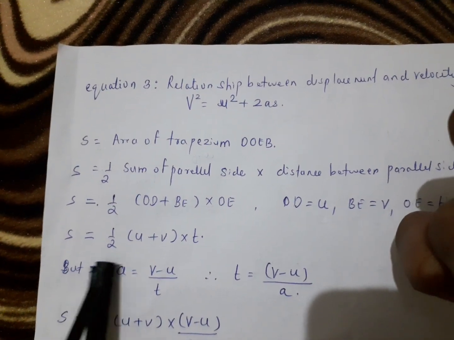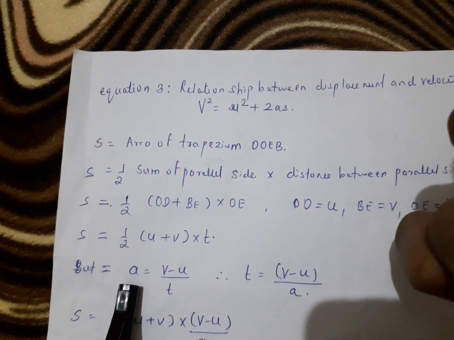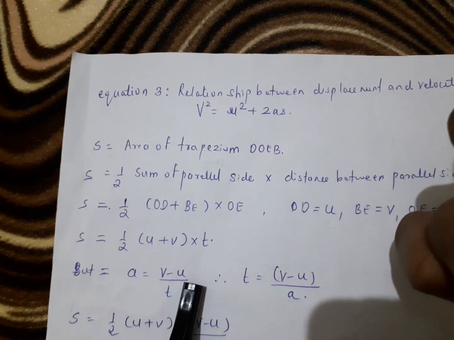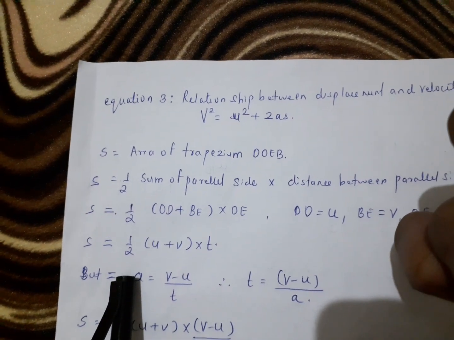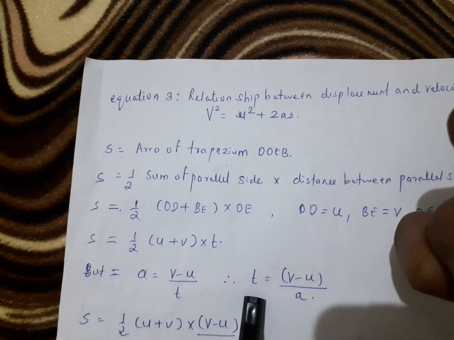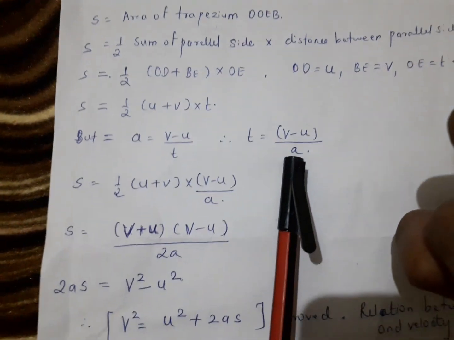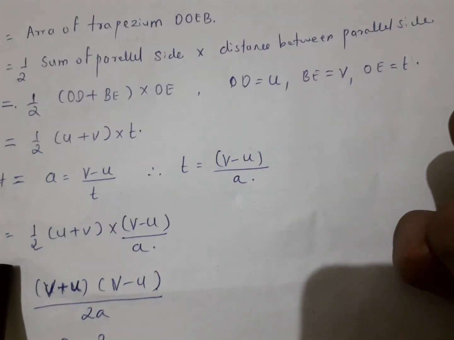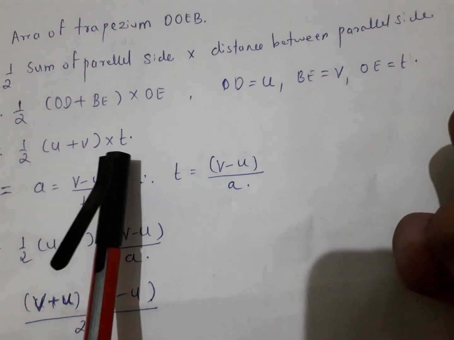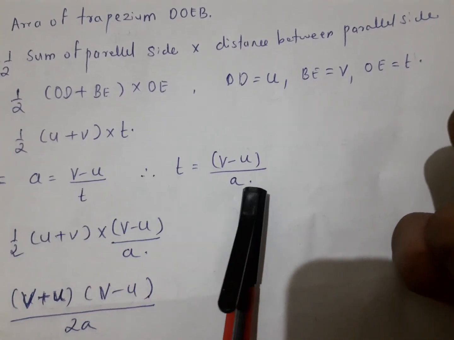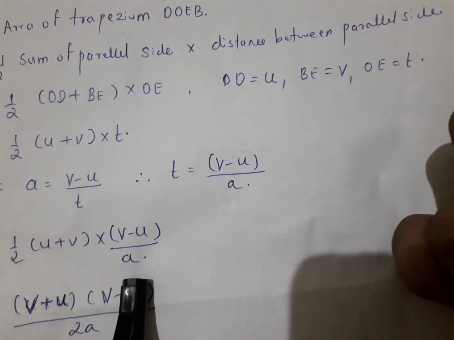Now before we change this equation, we'll come down to this. We know that acceleration is final velocity minus initial velocity upon t. I'm just making some small change here, putting a here and t here. So my equation becomes t is equal to v minus u upon a. Why I'm doing this, we will see now. Now I have s is equal to half into u plus v, already it was there, and this t, I have replaced with v minus u upon a.